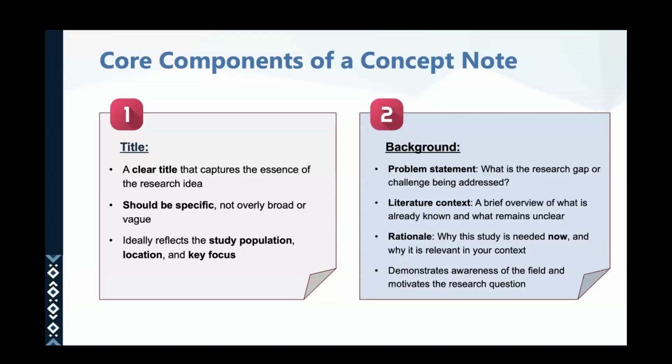The second component that follows the title is the background. And in the background, you want to capture at least these three key elements always. The problem statement: what is the research gap or the challenge that your research intends to address? What is the context from literature? What do we know? Here you give a brief overview of what is already known and what remains unknown. And what remains unknown or unclear is the research gap, and this has to be very clear.